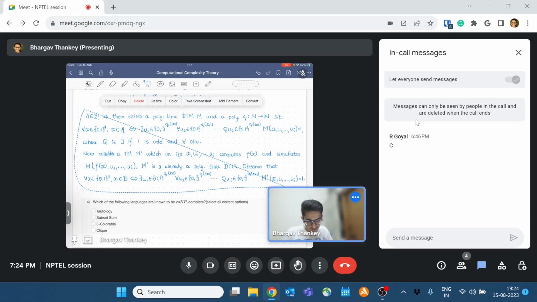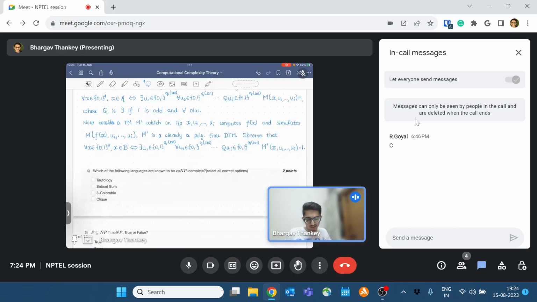Okay, so then let's look at the next problem. Which of the following languages are known to be co-NP complete? Select all the correct options: tautology, subset sum, three-colorable, or clique. So which of these are correct?